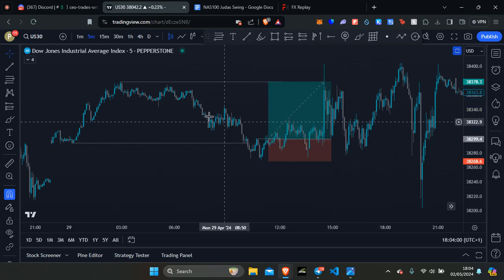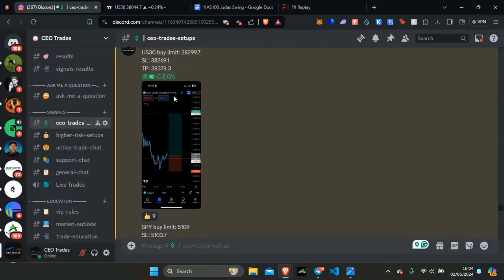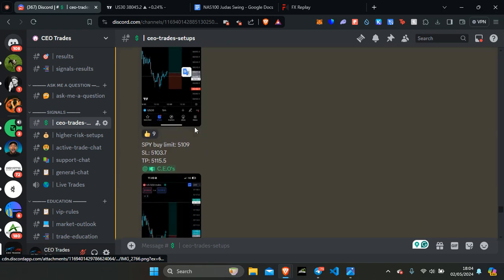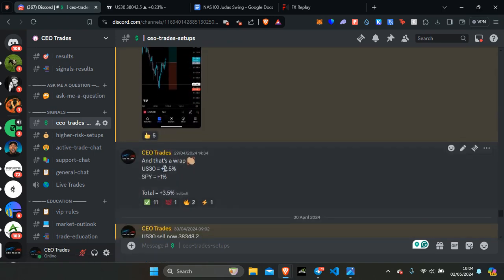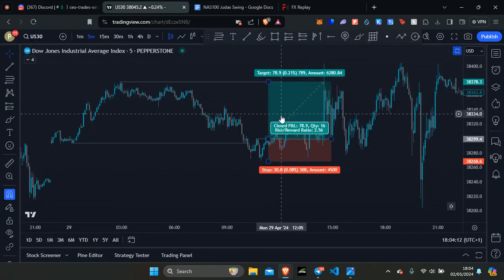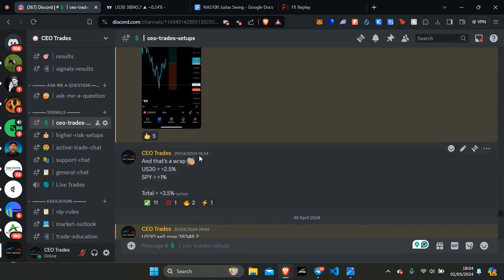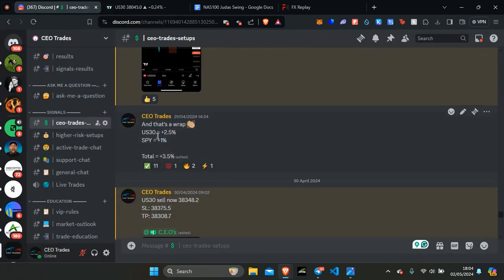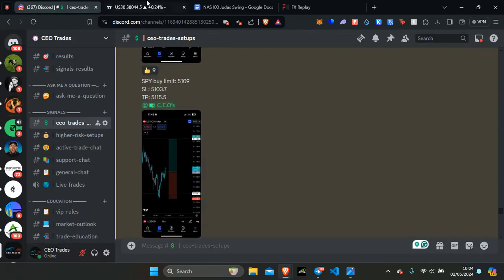So as we can see, this was the US30 trade that I sent out right here on the 29th. It was just a few days ago, and this was actually the first trade that I took on the funded account, which gave me a nice 2.5% gain on the account. I also took this same setup on the SPY as well, and as we can see right here, I sent this into the Discord. So again, this gave us a nice 3.5% gain to kickstart this week.